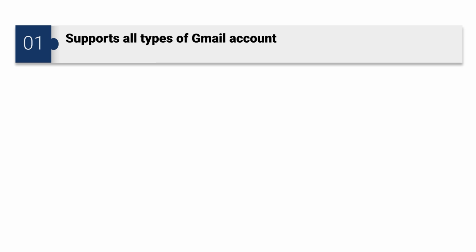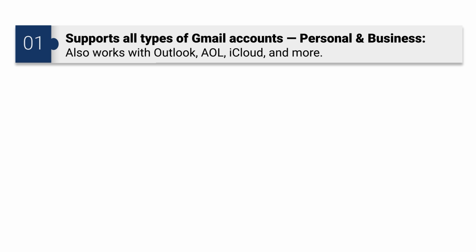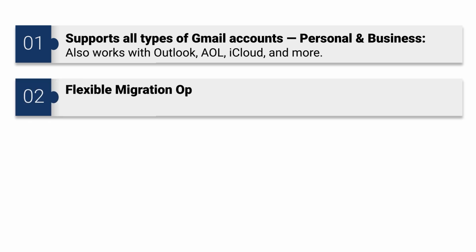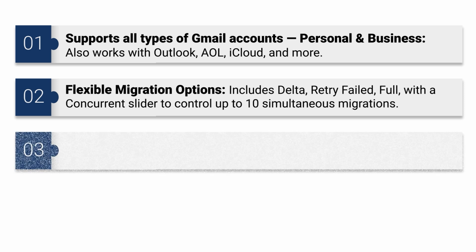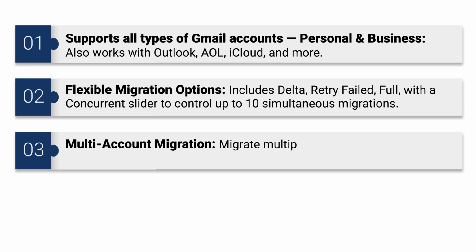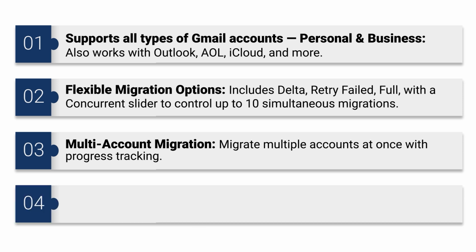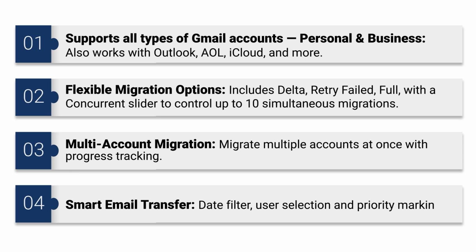Supports all types of Gmail accounts, personal and business. Also works with Outlook, AOL, iCloud, and more. Flexible migration options include Delta, Retry Failed, and Full, with a concurrent slider to control up to 10 simultaneous migrations. Multi-account migration: migrate multiple accounts at once with progress tracking. Smart email transfer: date filter, user selection, and priority marking.